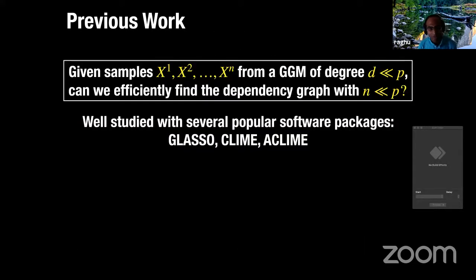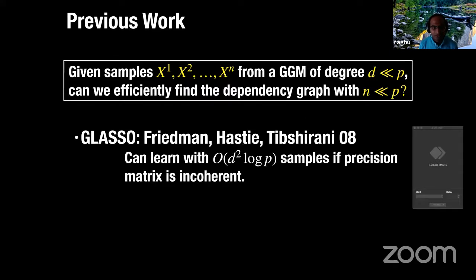And going back to our problem, there are several popular software packages that people use for learning GGMs, such as Glasso, CLIME, and ACLIME. Let me say a little bit about these results. So Glasso was introduced by Friedman, Hastie, and Tibshirani in 2008, and they and subsequent works showed that the algorithm can learn GGMs with sample complexity that is d squared times log p. It's remarkable that the sample complexity is only logarithmic in the dimension p and polynomial in the degree d.